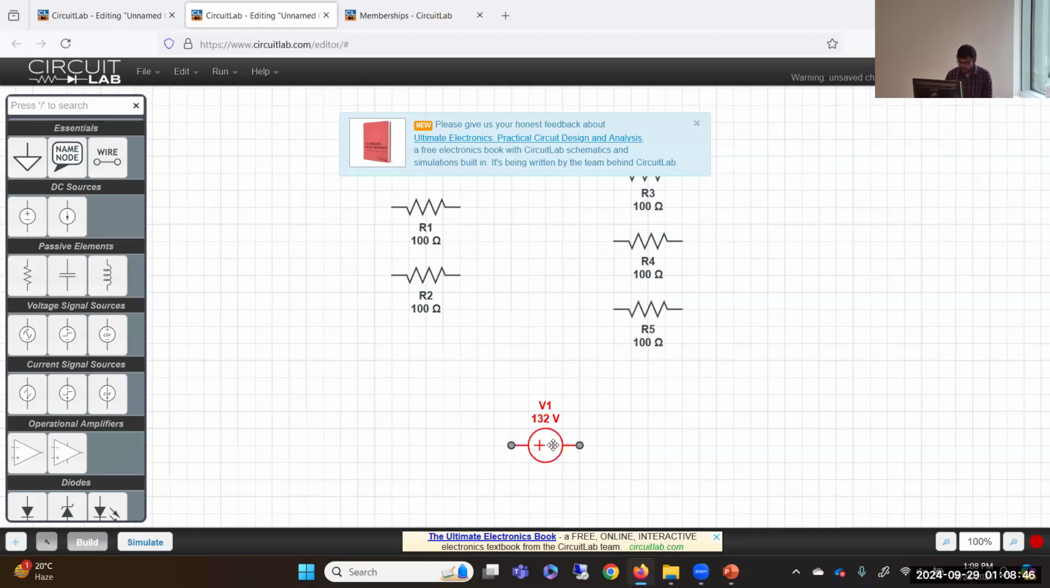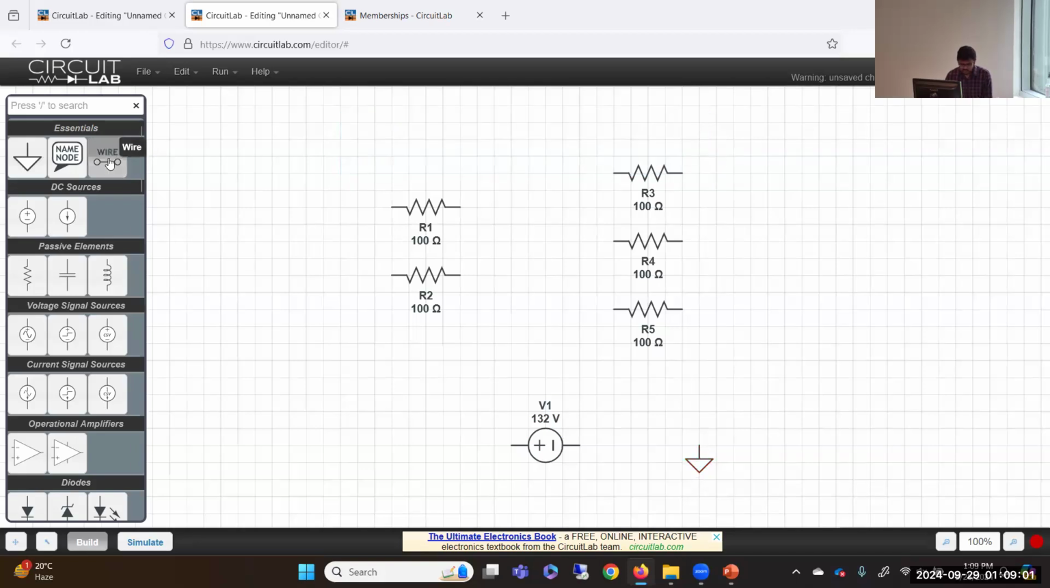And now we need to make the connections. Also, we need the ground here. If you don't put the ground in the circuit, it will not show any result. It will show some errors. So now we need to make the connections. Where it was connected to this, these 3 were connected together. So let's put it here.